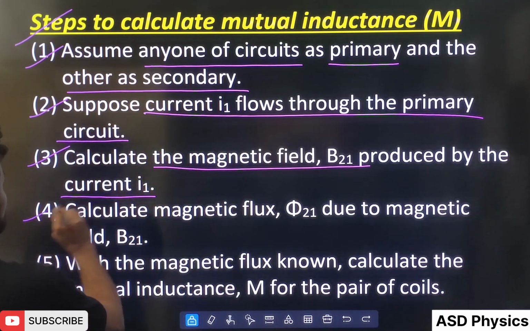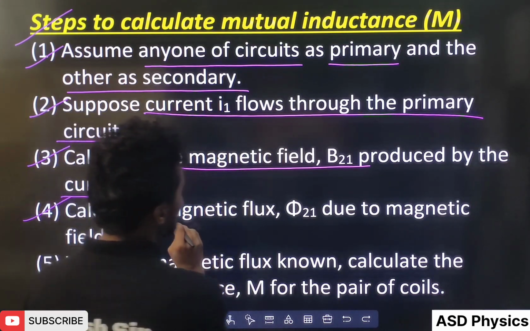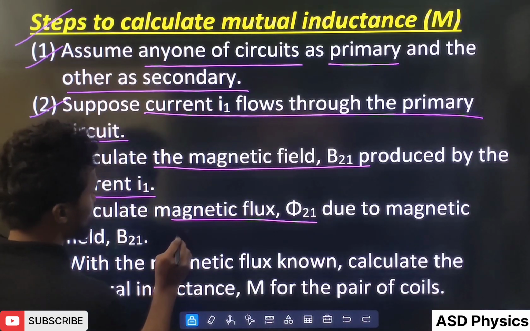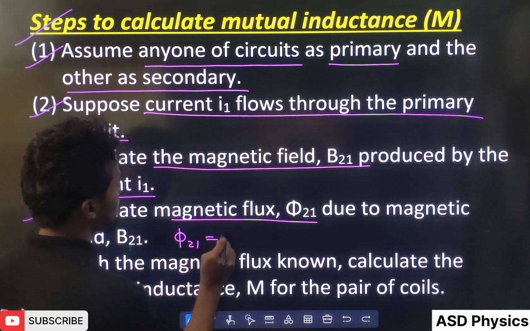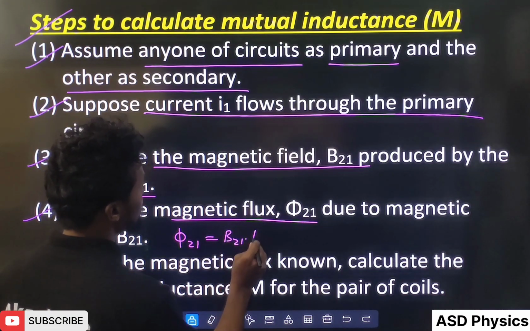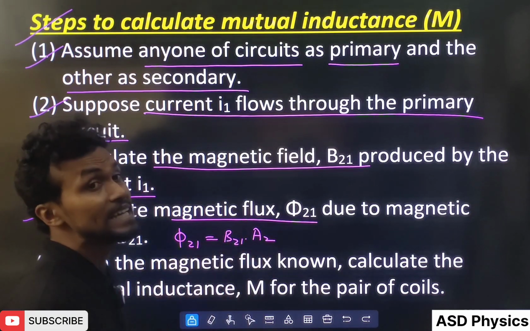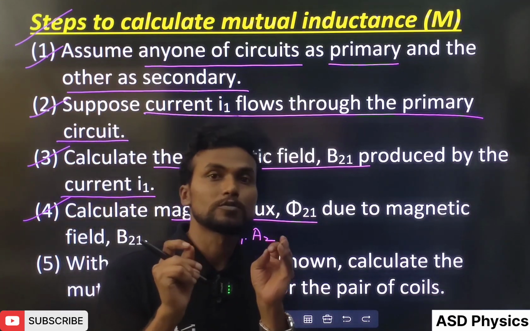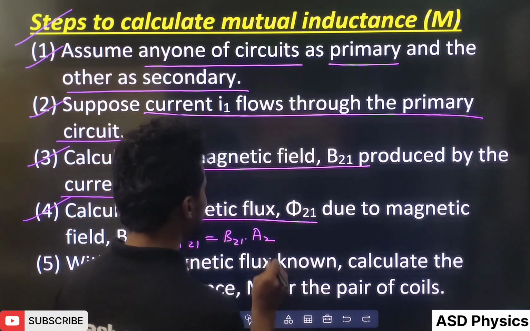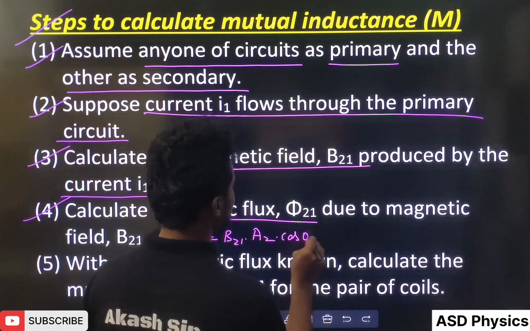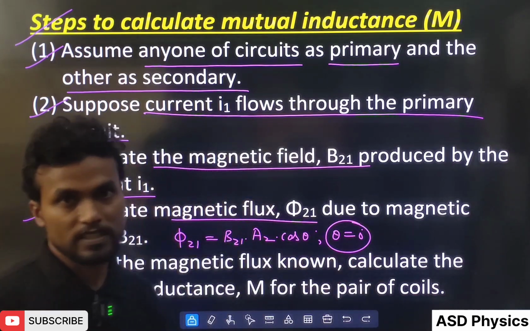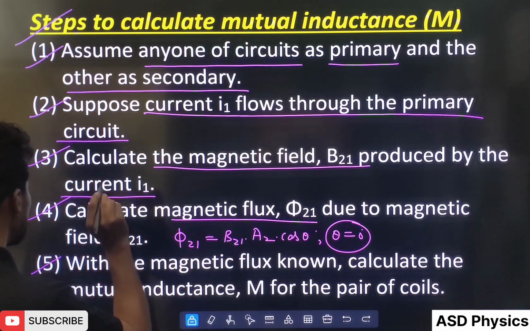Next one, please, calculate magnetic flux phi21 due to magnetic field B21. So here please remember the formula. This phi21 is given by B21 into A2. A2 is the area of the secondary coil, and in the question also we have seen both the coils should be in the same plane. Then only, we know the formula has cos theta, so when they are in the same plane, then only theta will be 0 degrees here. Remember that.